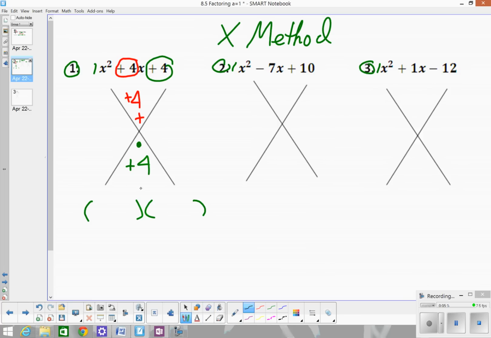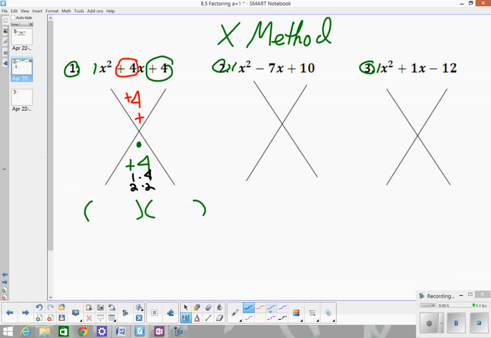Okay, so this is what we worked on, factors of numbers, last section. So what are the factors of 4? So I have 1 times 4 and 2 times 2. Those are all the factors of 4. Now, you want to choose a set of factors that add, remember, add to 4. So 1 plus 4 is 5. That doesn't make sense. Well, 2 plus 2 is 4. Okay, so that's what we need, 2 and 2.